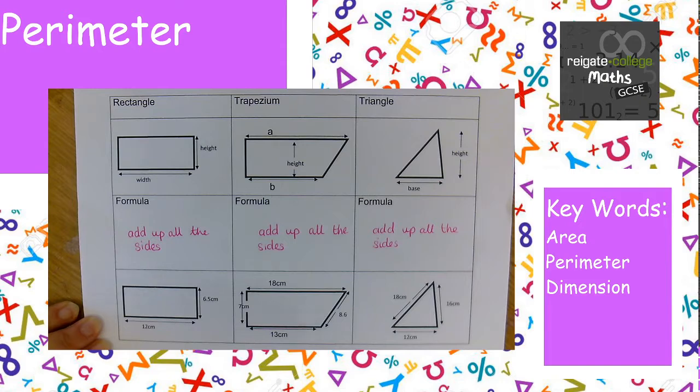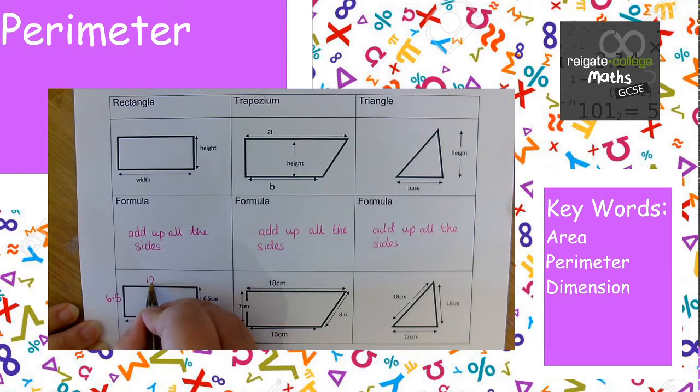Now I'm looking for the perimeter. I add up all the sides, and that doesn't matter whether I'm looking for the perimeter of my rectangle, the perimeter of my trapezium, or the perimeter of my triangle. So here we go for an example. My rectangle is marked up with the width and the height. It says the height is 6.5, therefore the opposite side is also 6.5. With a width of 12, the other side is also 12. I add up all four sides and that will give me a total of 37 centimetres.